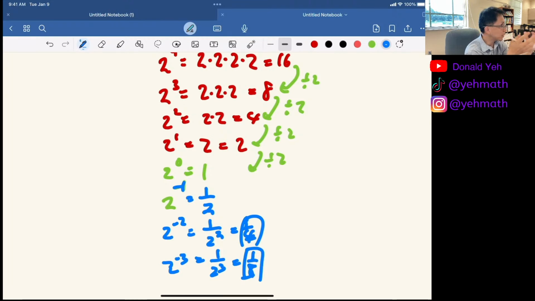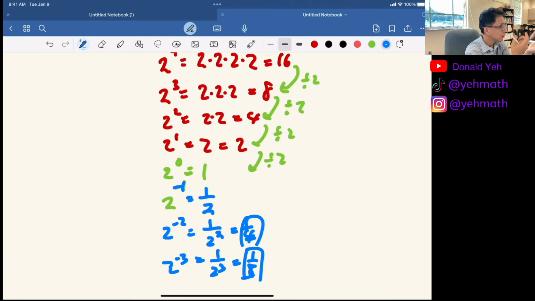Now, when I get to this part, some people start asking questions. What would be your next question? If anything to the 0 power is 1, is there anything else you can think of that might not be true? Yes. 0 to the 0 power. Ah, 0 to the 0 power.